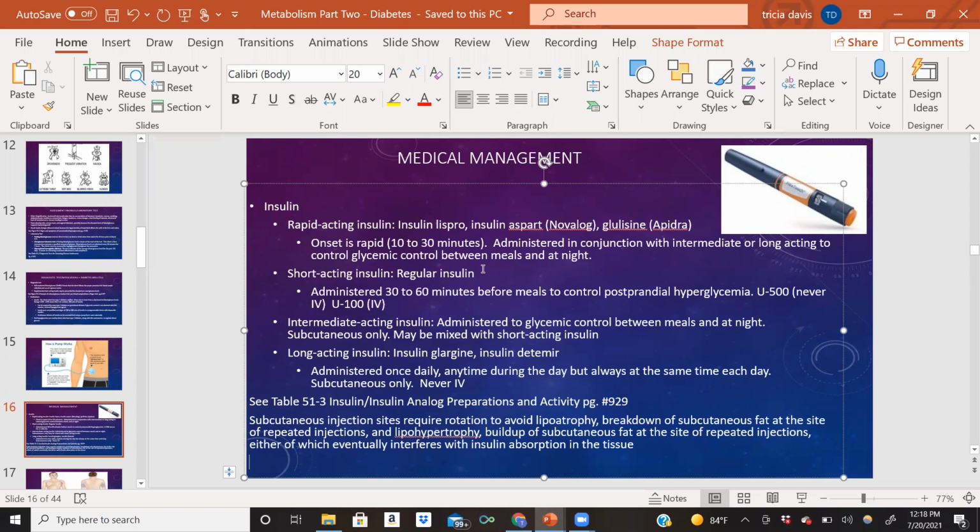When we talk about our rapid acting insulin, the onset of this insulin is going to occur rapidly. Once we give it, it's going to work quickly, usually within 10 to 13 minutes. This can be administered in conjunction with intermediate or long acting insulin to help control glycemia between meals and at night. Sometimes people will eat a meal and their blood glucose will go up, so they might need something that works a little bit longer.